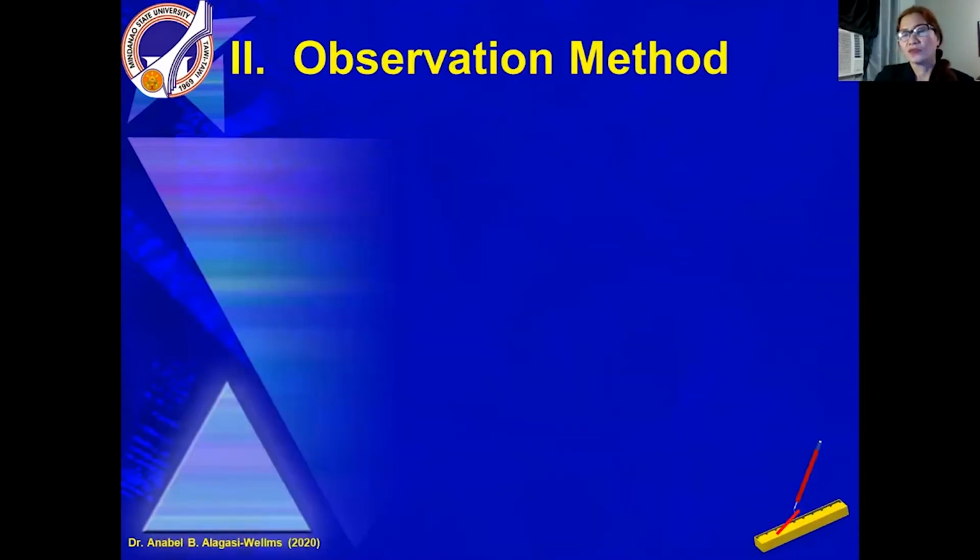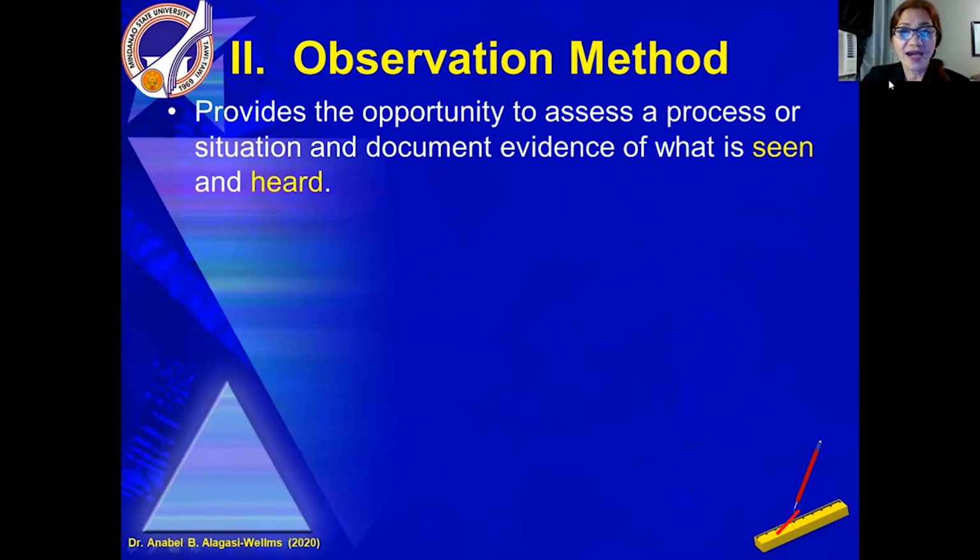Okay, so much with the first method, the traditional method, the paper and pencil method. We now proceed to the observation method. As mentioned earlier, the observation method provides the opportunity to assess a process or situation and document evidence of what is seen and heard through observation.